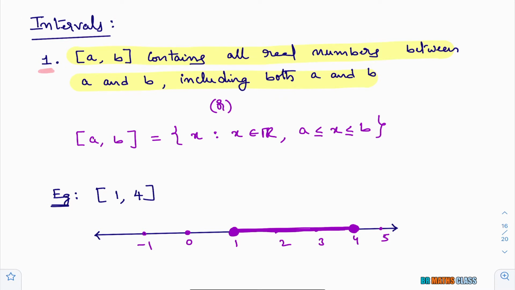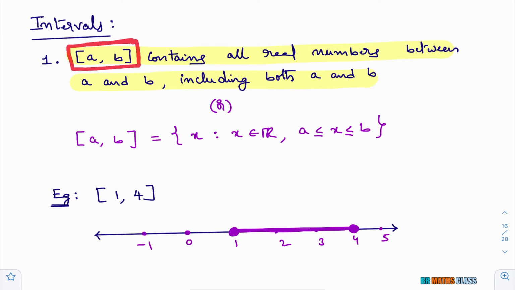You observe this one. How to read this? We read it as closed interval A comma B. How will we come to know that it is a closed interval? By seeing the bracket. If the bracket is like this, then we say that it is a closed interval. If the bracket is like this, then we say that it is an open interval. This is an open interval, this is a closed interval. We read it as closed interval A comma B.